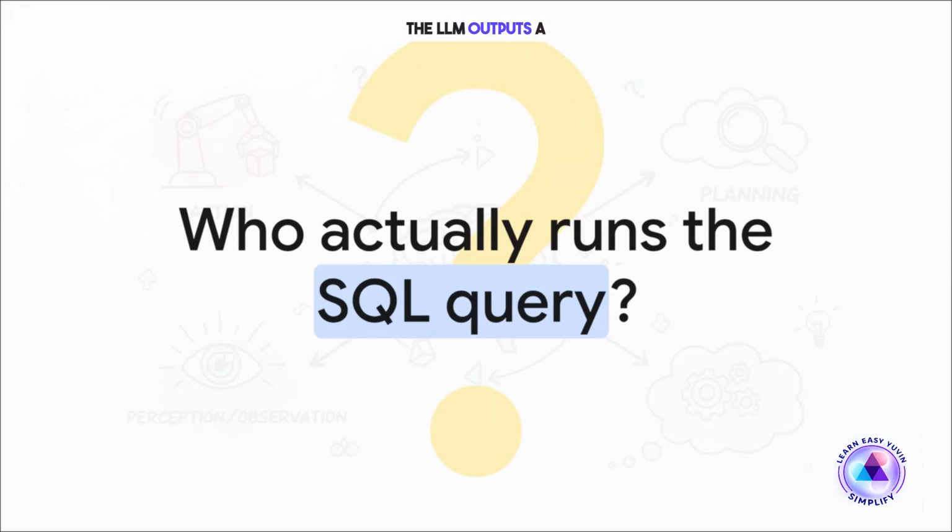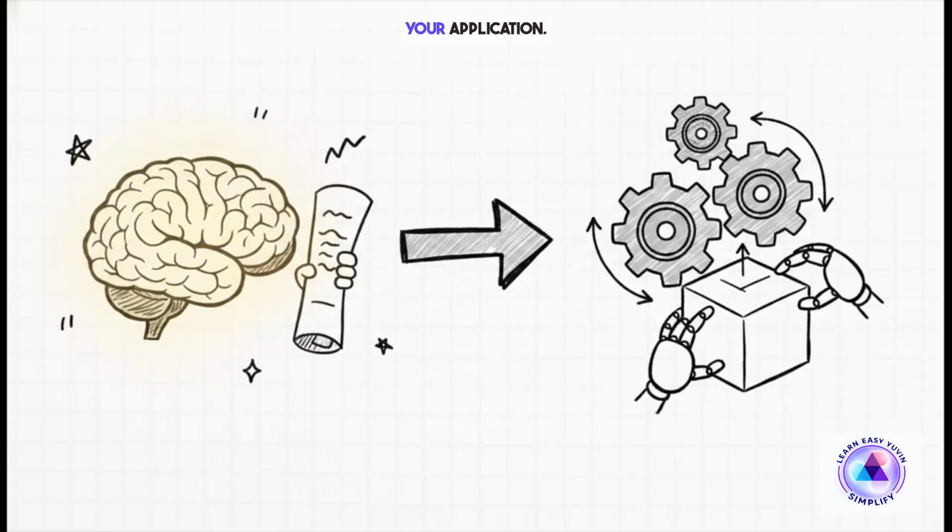The LLM outputs a JSON payload formatting a command to execute a specific SQL query on a database. Who actually runs that SQL query? 3, 2, 1. The answer is your application. Your code runs it, not the LLM. The LLM only proposes the function call.